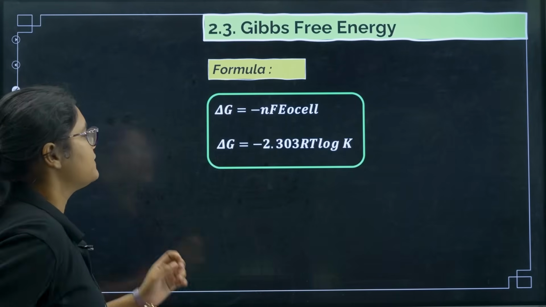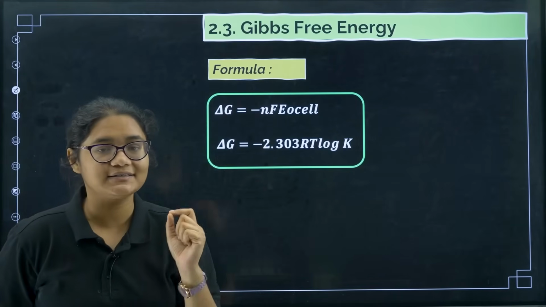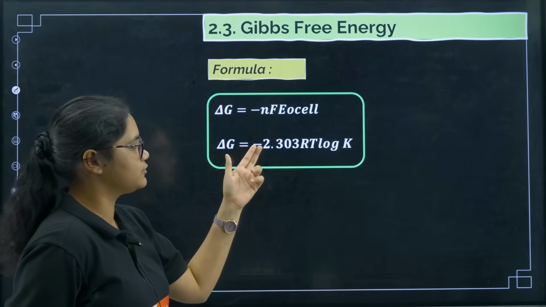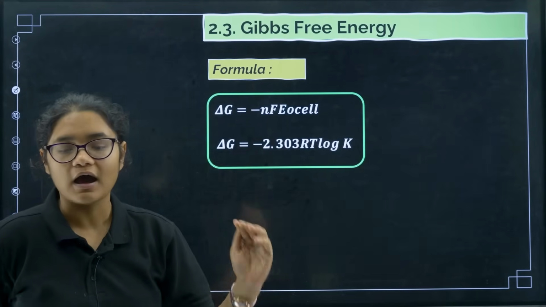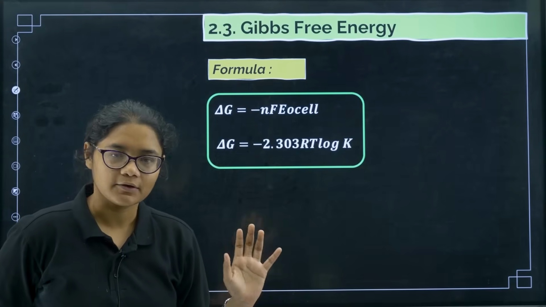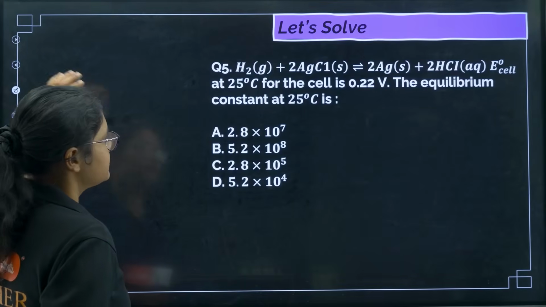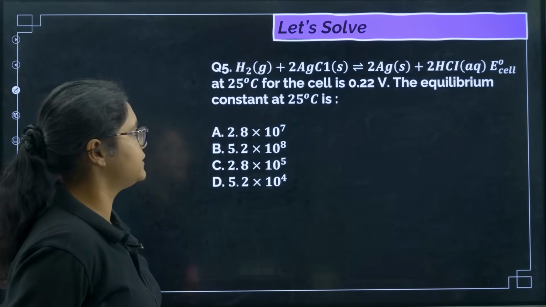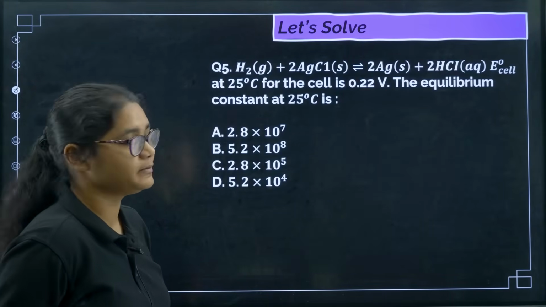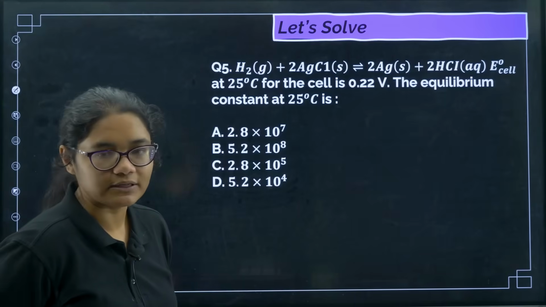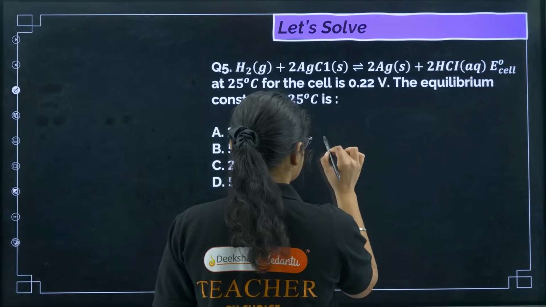Now, we'll go to this one, Gibbs free energy, the relation between Gibbs free energy and E naught of the cell, that is delta G is equal to minus nF E naught of the cell, and one more equation we have, delta G is equal to minus 2.303 RT log K. Okay, so these are the two formulas related to Gibbs free energy. We can do a small question here. H2 plus 2 AgCl gives 2 Ag plus 2 HCl. E naught of the cell is given to you. You have to find the equilibrium constant. So we have this relation, right?